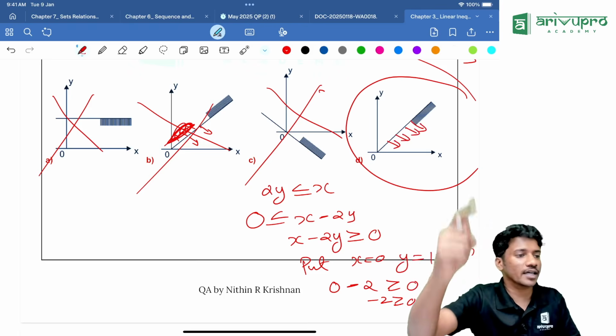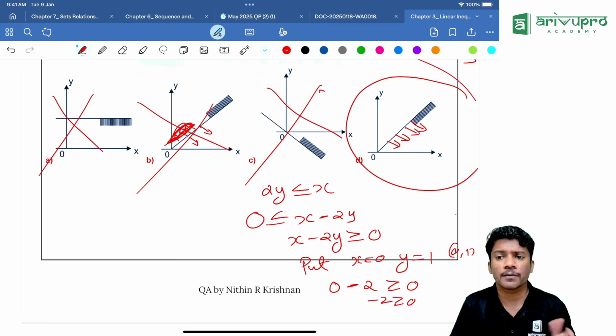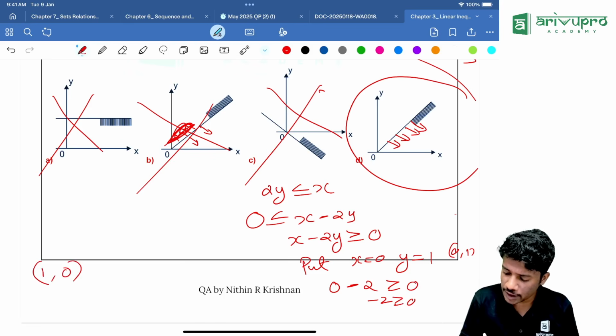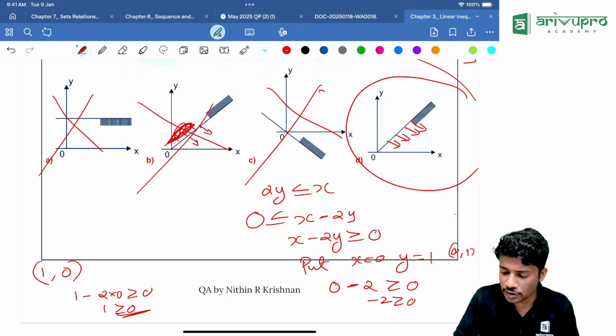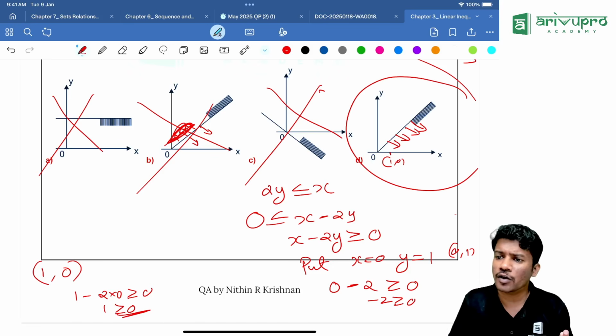What assumption are we taking? 0 comma 1, 1 comma 0. Anything is fine. If you are taking 1 comma 0, that means 1 minus 2 into 0 is greater than or equal to 0. That means 1 is greater than or equal to 0. That means this point is correct. 1 comma 0, yes, it is coming towards that point only. That is correct.